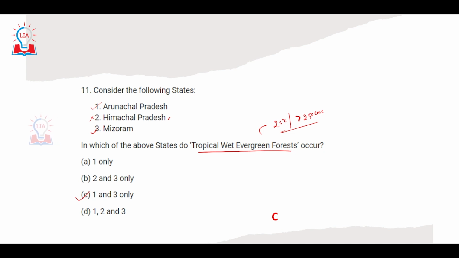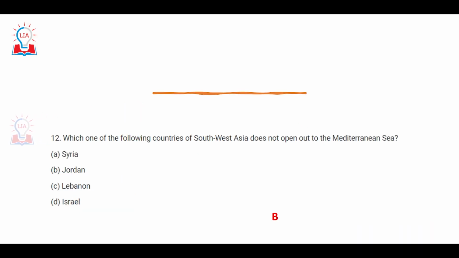Only in Arunachal Pradesh and Mizoram can you find the tropical wet evergreen forest. The 12th question is related to world mapping, where it has been asked again, as we have discussed many times in the previous question discussions and videos, that the Mediterranean Sea region is one of the favorite regions of UPSC, from which they generally ask questions every now and then. So for this area, you should have a clear understanding of all the countries and all the important physical features.